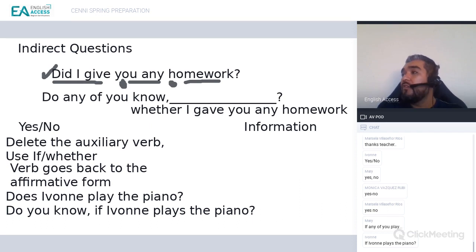You change it to present, the same, but you add the S because Yvonne is the third person singular, right? So you say, does Yvonne play the piano? Do you know if Yvonne plays the piano? Do you know whether Yvonne plays the piano? It's the same. You can say whether, you can say if. It doesn't have any difference. Okay?